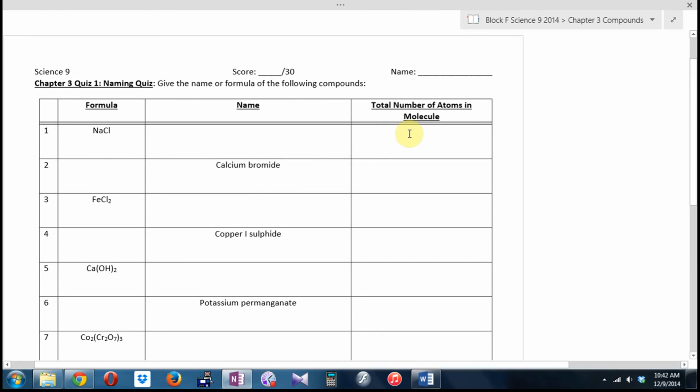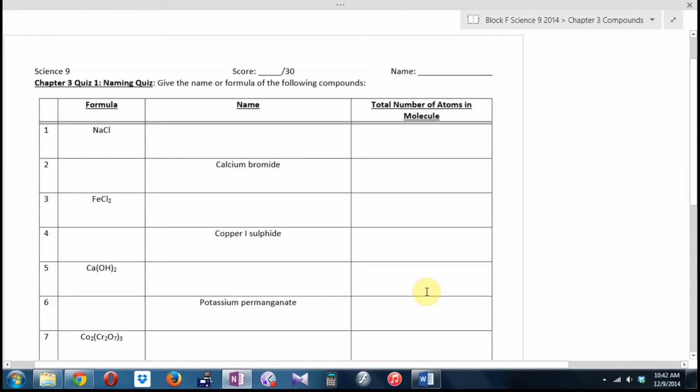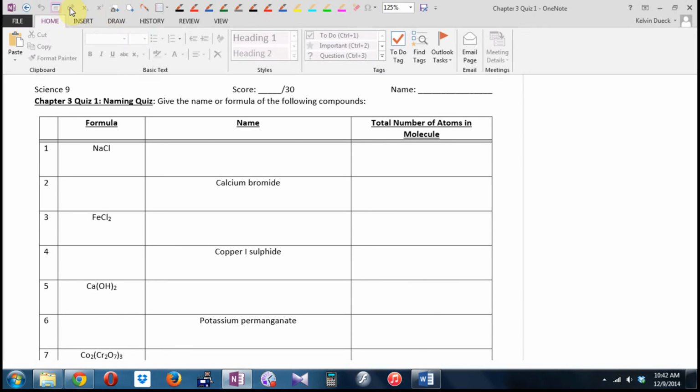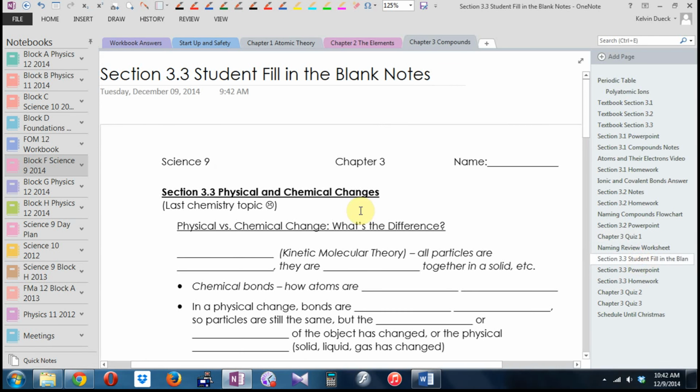And then also see if you can count up the total number of atoms in the molecule like I've been doing with the examples here too. That's absolutely due next class. Unfortunately, I can't just press pause. I also gave you section 3.3 fill in the blank notes. Can you get this second handout out, please?